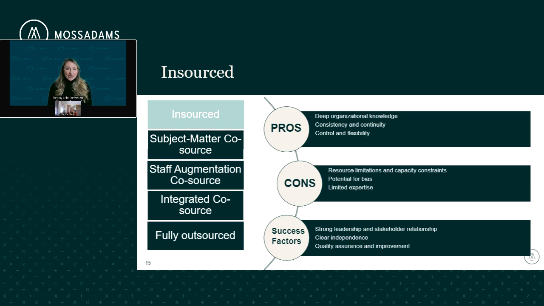This model also tends to result in a lot of consistency and continuity. That internal audit team hopefully isn't always shifting with new people, and they will have consistent processes that would be followed for each of their different projects and engagements. And then finally, the institution ultimately has control of that audit function, including the ability to quickly reprioritize activities in response to new and emerging risks. So all good things, certainly a lot of benefits to having an insourced internal audit function.